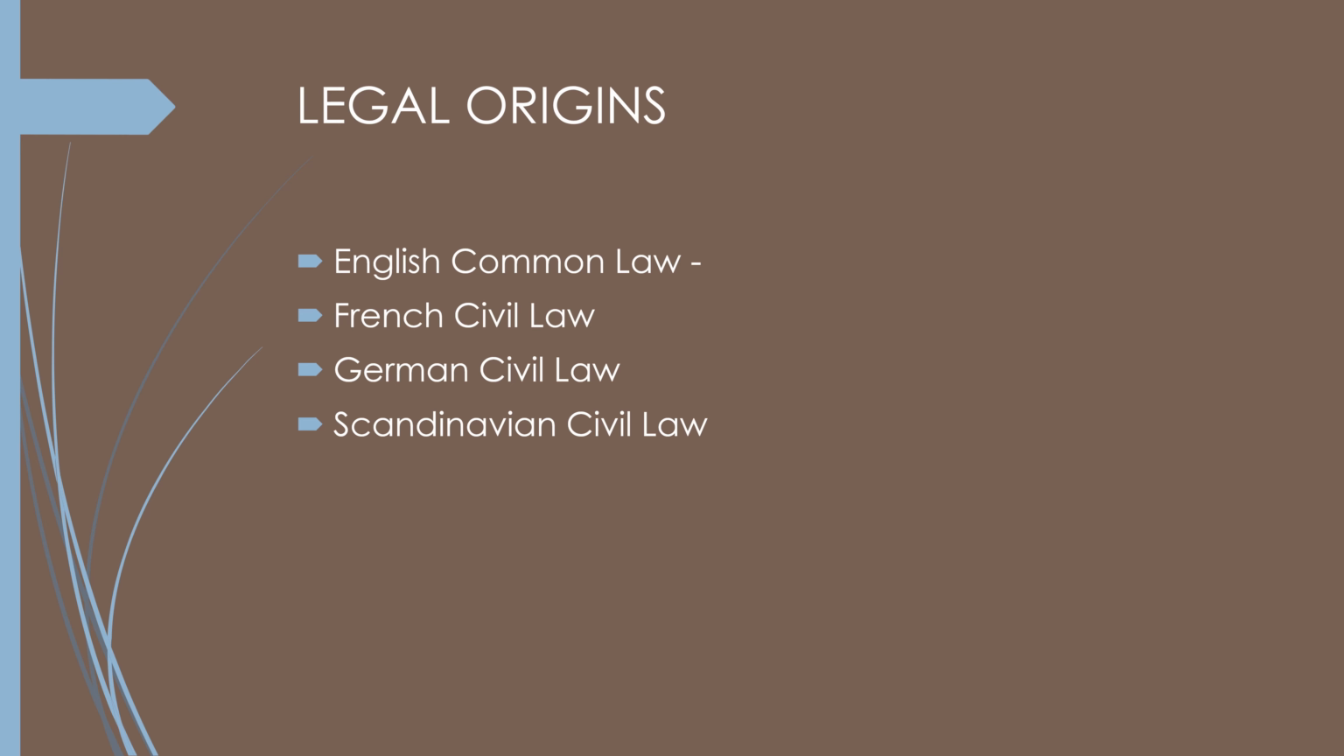The law across the globe depends on each country. Each country has its law originated from one of the most popular laws, such as the English common law, the French civil law, the German civil law, and the Scandinavian civil law. As you notice, we have two main laws, which is the common law and the civil law. Let's talk about it.